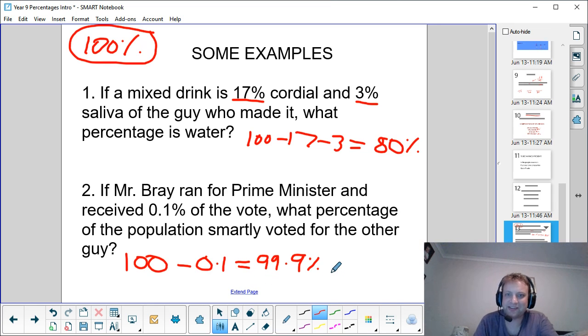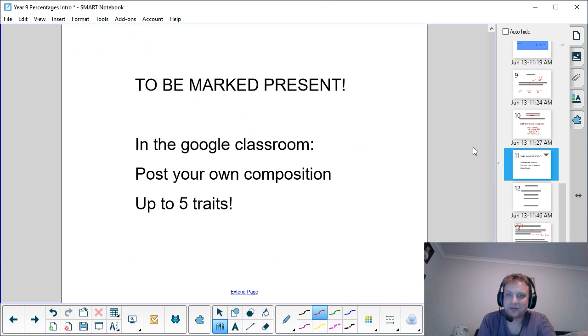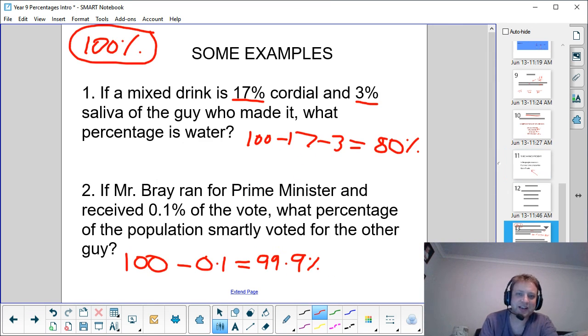There are some other estimating questions in there, but you shouldn't need much help with them. So, a pretty general introduction to percentages today, but you've got to know they're out of 100. Once you've done your first job, which is to get marked present, making yourself add up to 100%, then you can complete questions like this in your worksheet and call it a day.